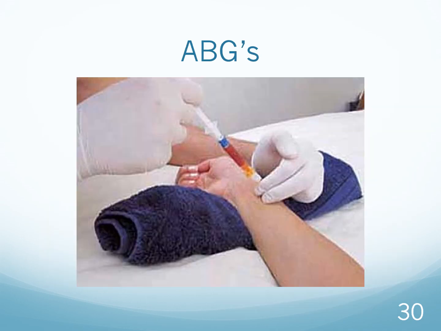ABGs to check arterial blood gases, and that's when you're usually looking at that pH, you're looking at CO2 levels, you're looking at O2 levels arterially. I think I made a word up.